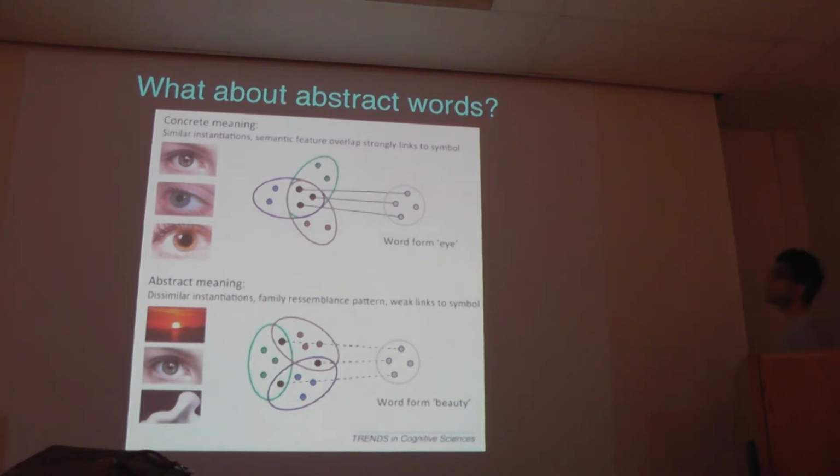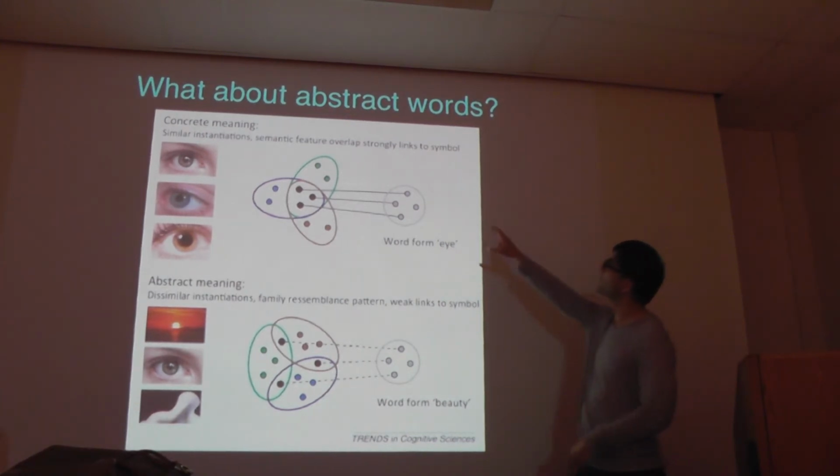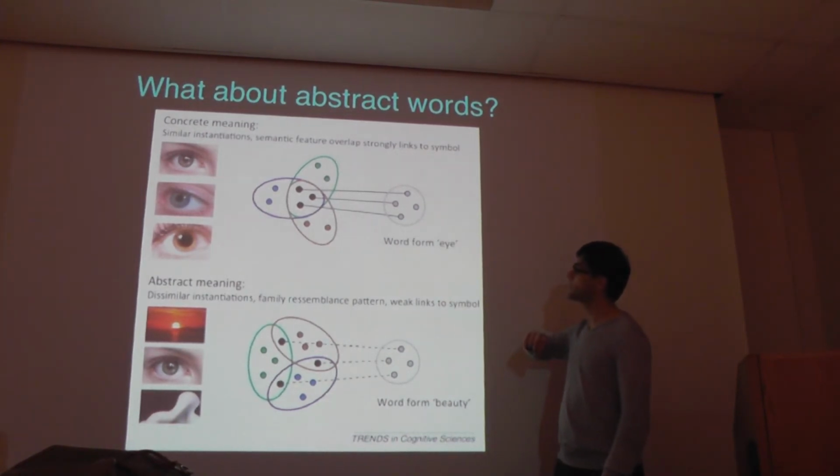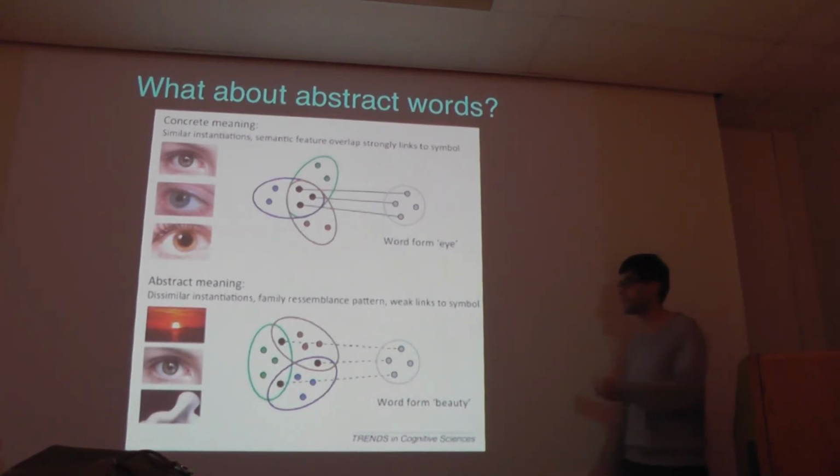So you say, well, if it's concrete meaning, you have a lot of things, the words are strongly linked to the symbols, okay? So if I use the word I, that's going to activate parts of my brain that are involved in controlling my eyes. That makes sense.